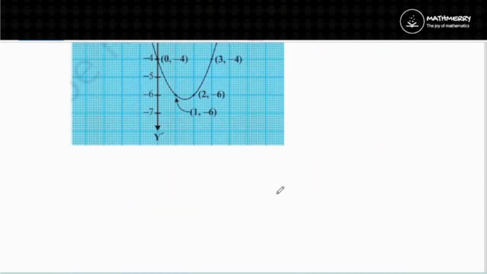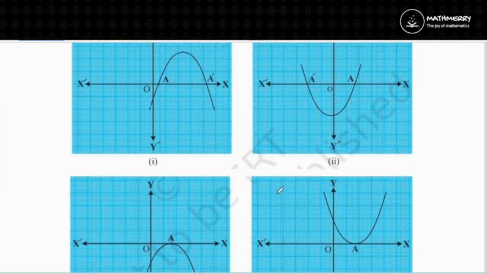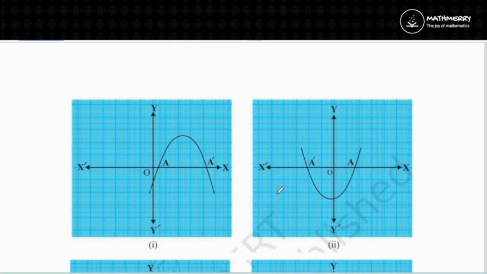Now, let's try some of the graphs and let's see how many zeros they have. So this is our first one. So here the graph touches the x-axis at 2 points, one at A and one at A dash. So this particular graph will have two zeros of the polynomial, right? Now, what about this one? Here also the graph touches the x-axis at 2 points. So we have again two zeros of the polynomial.